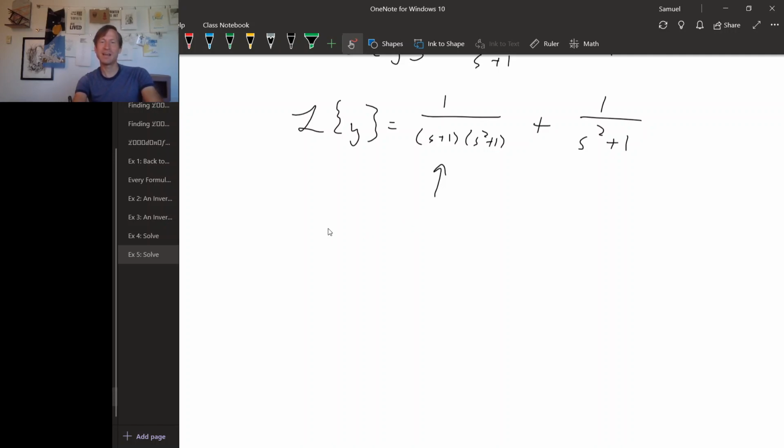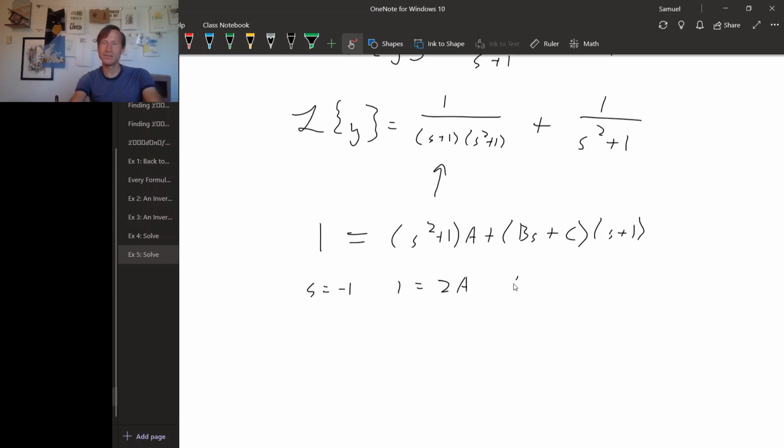So let's see, when we write down the partial fractions term and then clear the denominators, we're going to get something like 1 equals s squared plus 1 times a plus bs plus c times s plus 1. If we plug in minus 1 for s, we get 1 equals 2a. So a is a half. And then, let's see, what should we do?